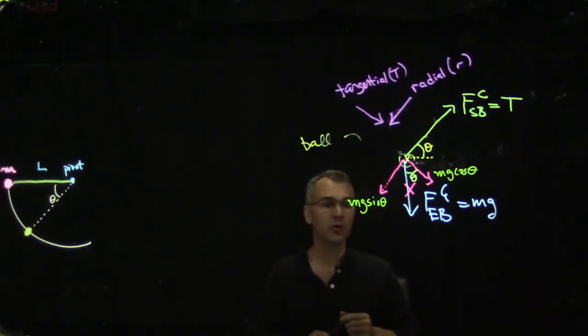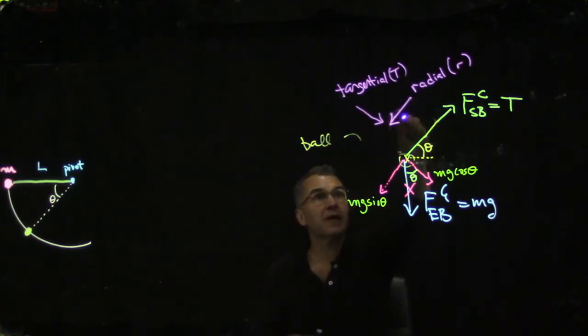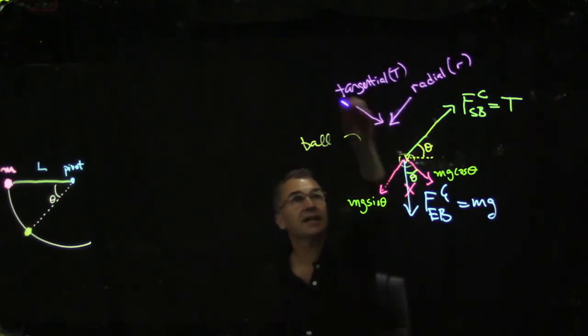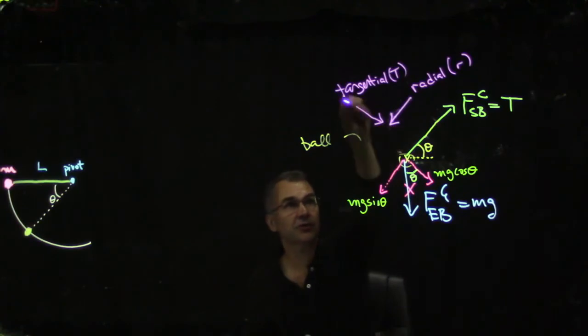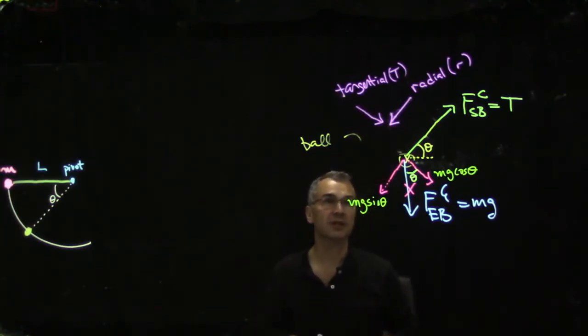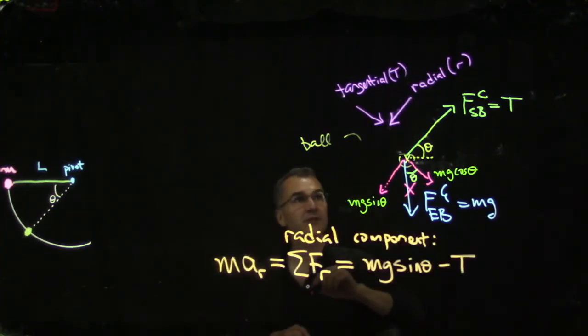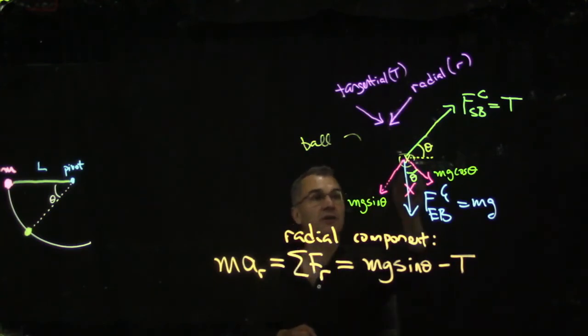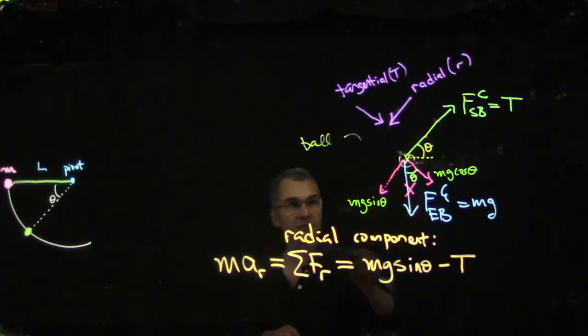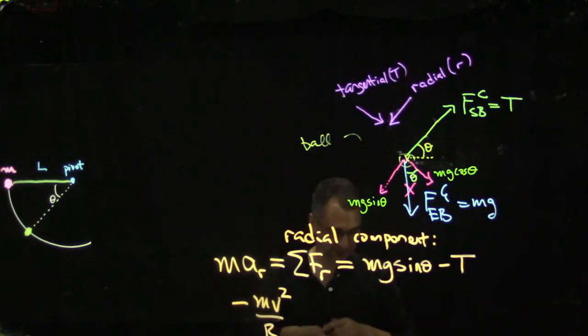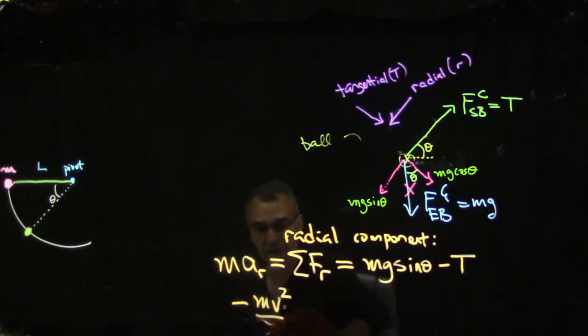So let's make our two coordinates be a radial coordinate, which points out from the center of the circle, since that's increasing radius, and a tangential component which is tangent to the circle. And then we only really want to write F equals ma in the radial direction. So let's do that. The acceleration in the radial direction is minus v squared over r, since the acceleration along this coordinate points toward the center of the circle and has magnitude v squared over r. Since the radial component points out, we want a minus sign. Also, it's not really r, it's L, since we're calling the radius of the circle L.